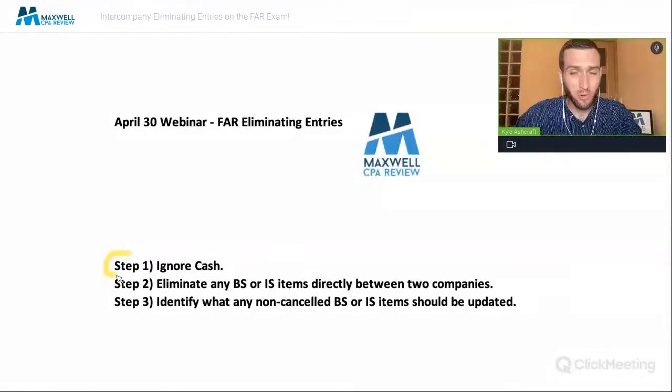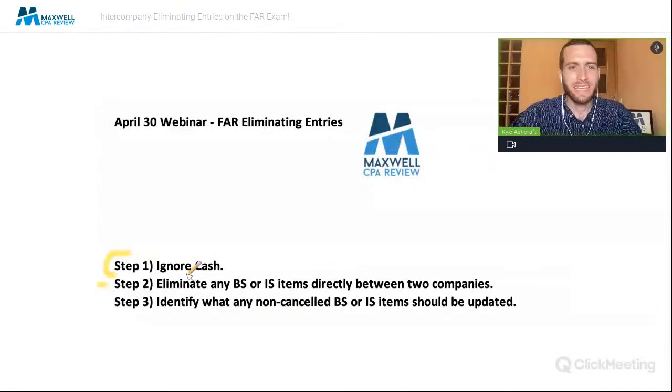We'll see that a little bit more of why, but the reason is if you have cash that's going from a parent to a subsidiary, well, the parent's balance is decreasing and the subsidiary's balance is increasing. So the net effect is zero. So there's no elimination when it comes to the cash account. So anytime you see a cash account, you can just ignore that.